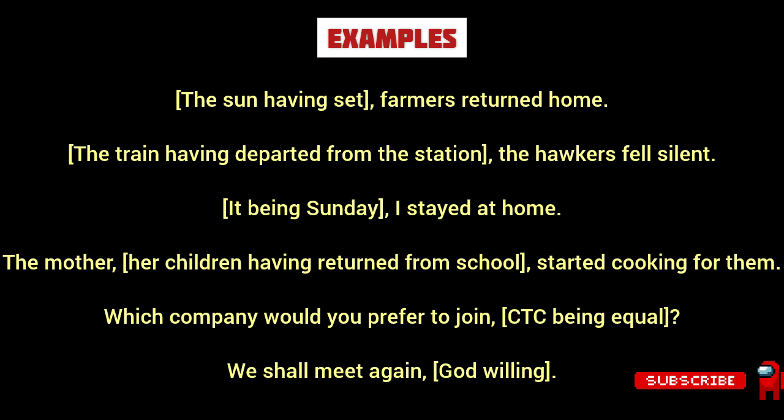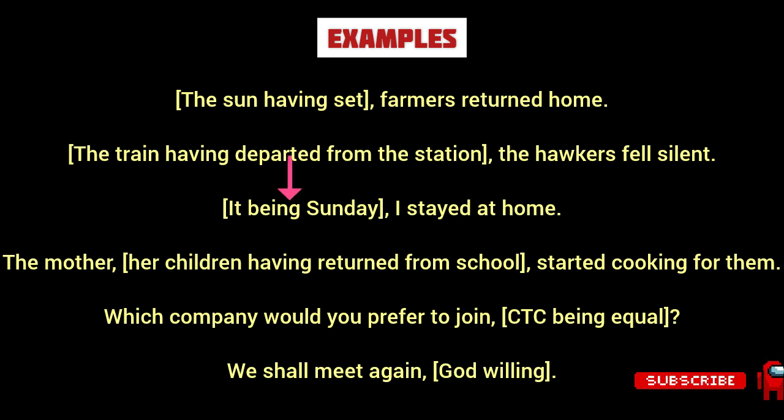The train having departed from the station, the hawkers fell silent. In this sentence, the train having departed from the station is an absolute phrase. It modifies the entire following clause, the hawkers fell silent. But how? Here the absolute phrase the train having departed from the station indicates the condition or the backdrop for the hawkers to fall silent.